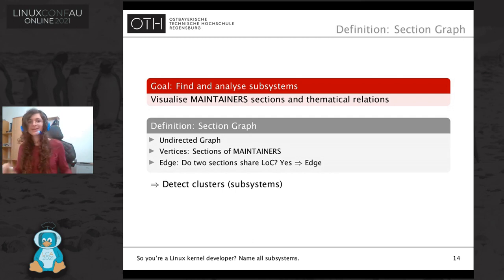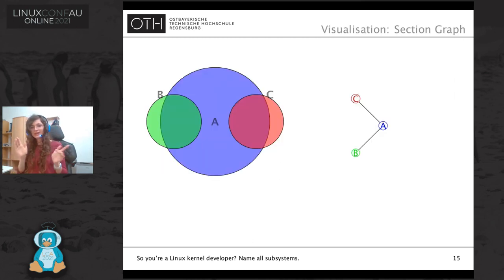And that's just the underlying idea. And just to get a quick idea for that, imagine you have three sections, A, B, and C, and they intersect in some way. So A, B, and C affect files in some way. A is very large and strongly intersects with B and C, which are disjoint. You'd have a section graph like this. A shares edges with C and B. A very, very simple idea of trying to visualize sections and maintainers.